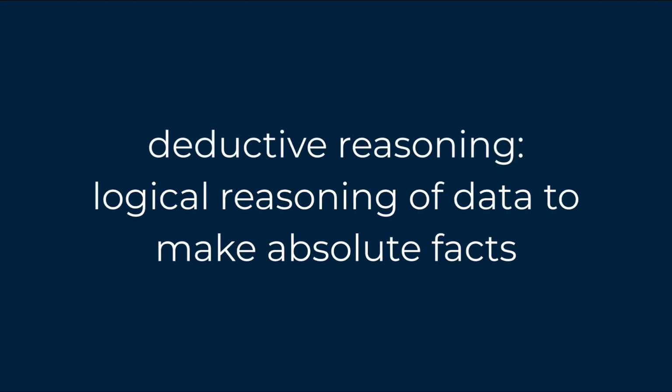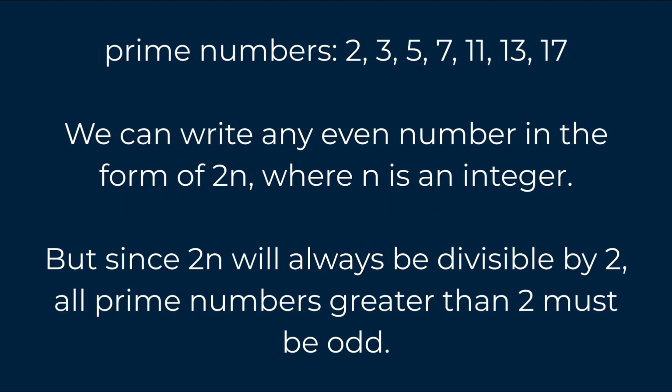And that's used by deductive reasoning. We use deductive reasoning to make logical reasoning of data to make absolute facts. We make absolutely certain that that is the scenario. So let's go back to our problem. Are all prime numbers greater than 2 odd numbers?